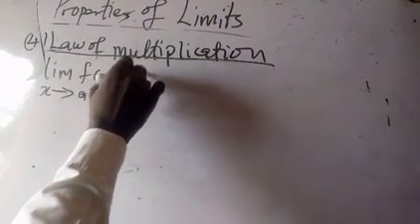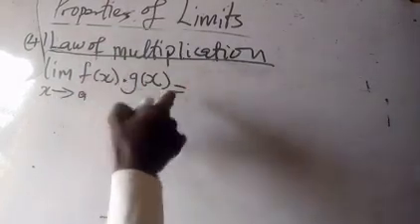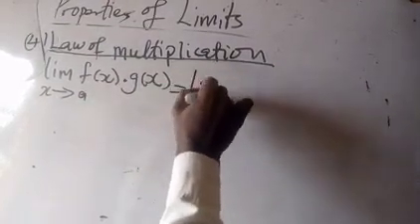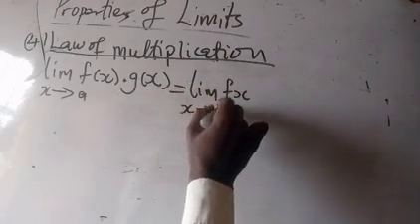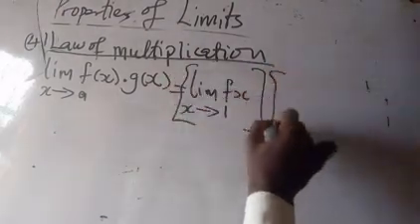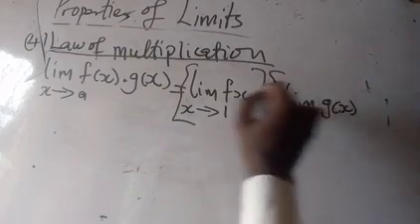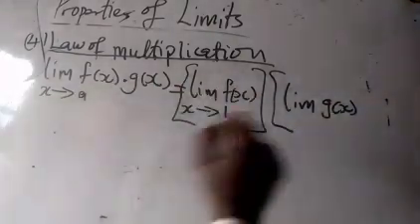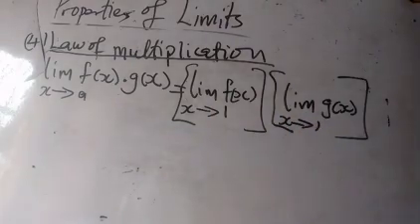multiply g of x. So it's going to be the limit of each of the functions. Limit of f of x as x gets to 1, multiply limit of g of x as x tends to 1.